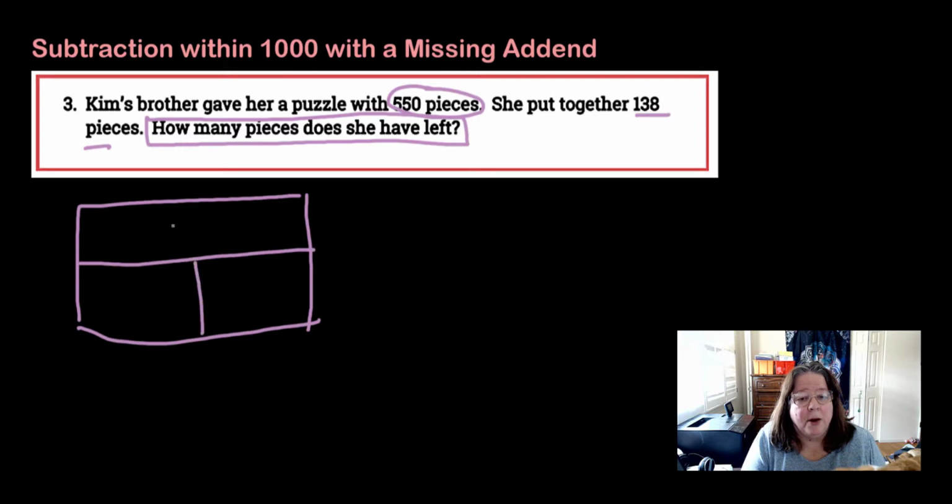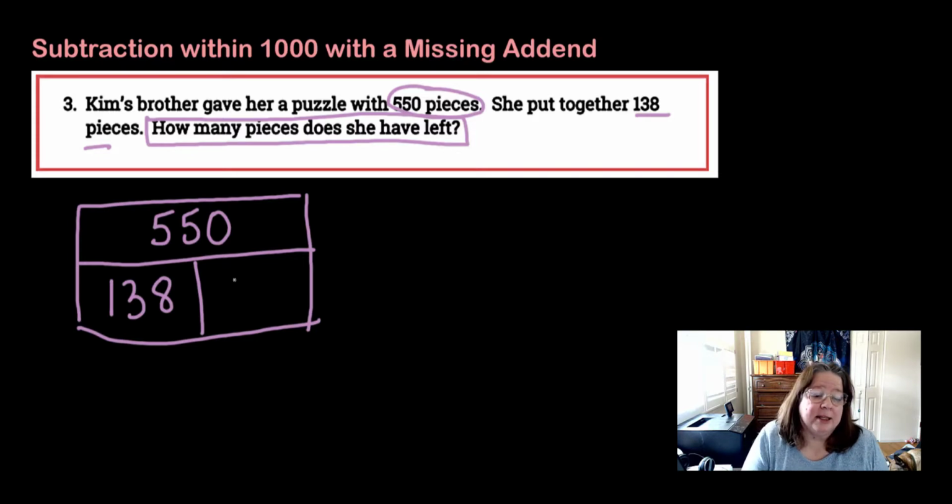So I've got my whole goes on top and my parts go here. The puzzle, the box says it has 550 pieces. So 550 is the total amount. She put together 138 pieces. So we know that she put together 138. We don't know how many pieces she has left.